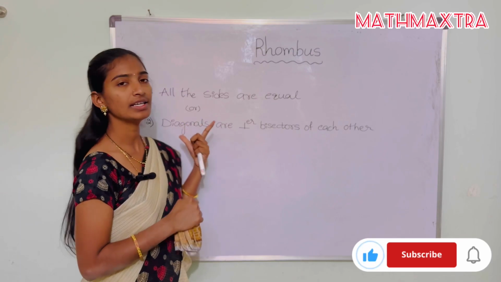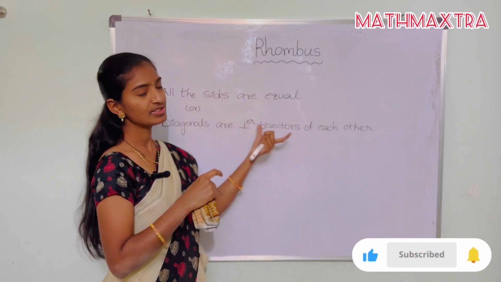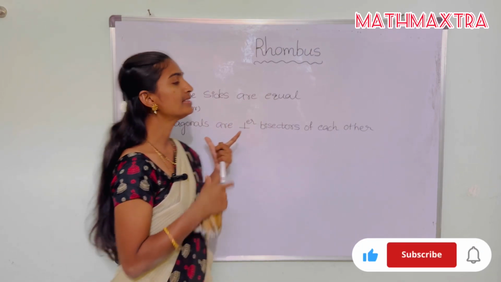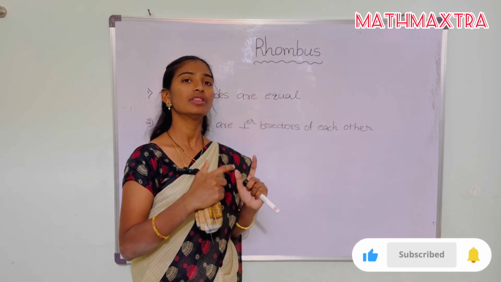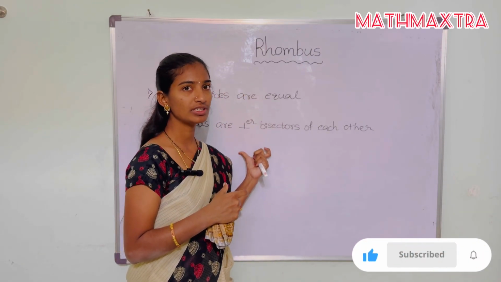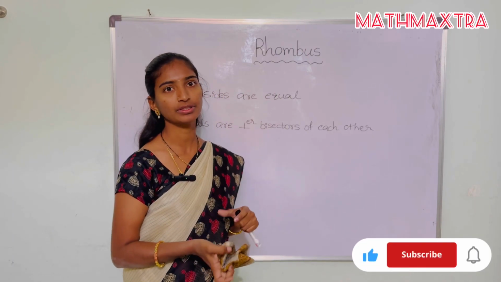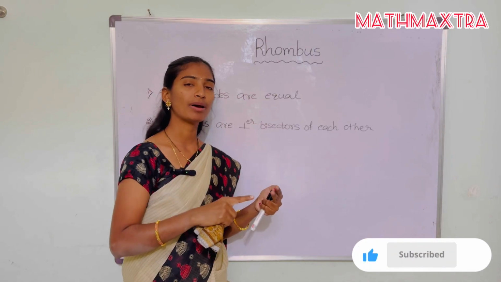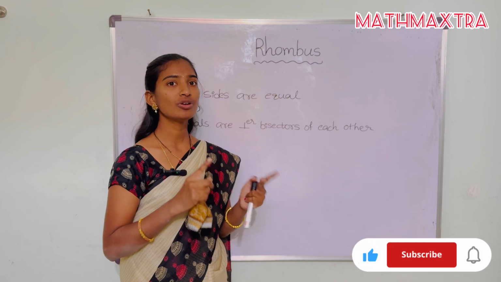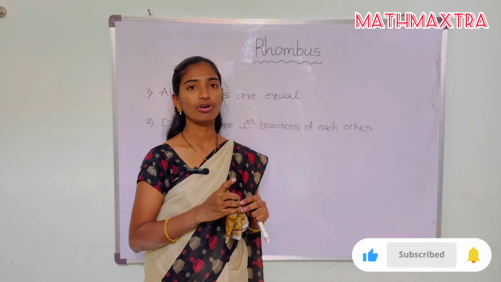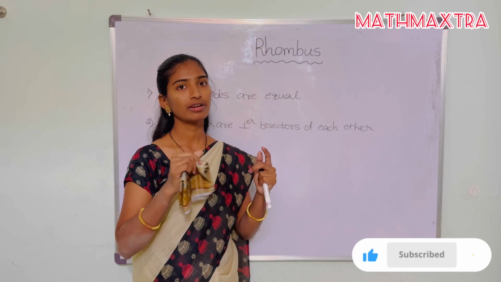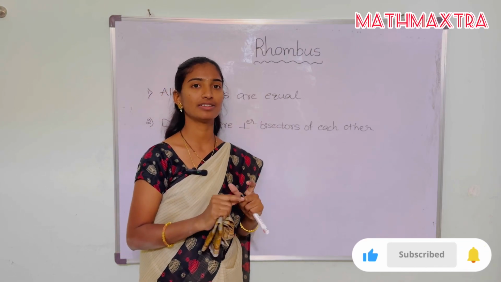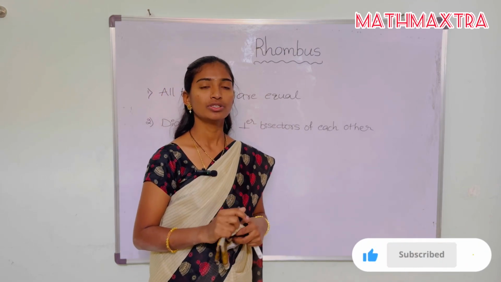And a quadrilateral is said to be a rhombus if all the sides are equal. If the diagonals are perpendicular bisectors of each other, then also by looking at this statement, you should identify that it is a rhombus. If the opposite sides are parallel and equal and the diagonals are perpendicular bisectors, then also it is a rhombus. Or if the opposite pairs of angles are equal and the diagonals are perpendicular bisectors of each other, then also it is a rhombus.